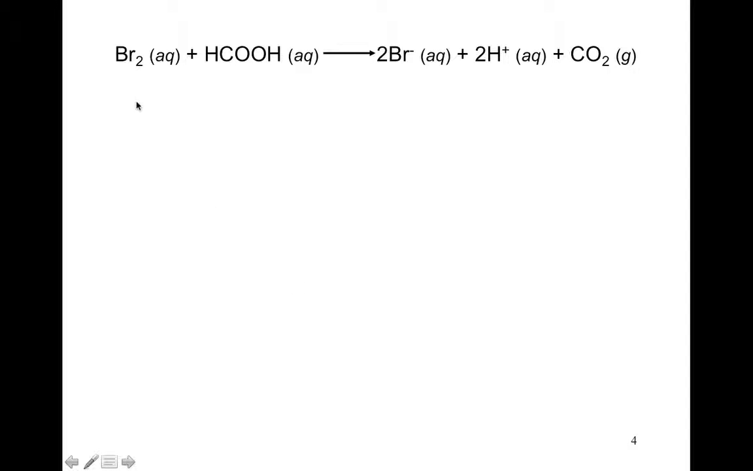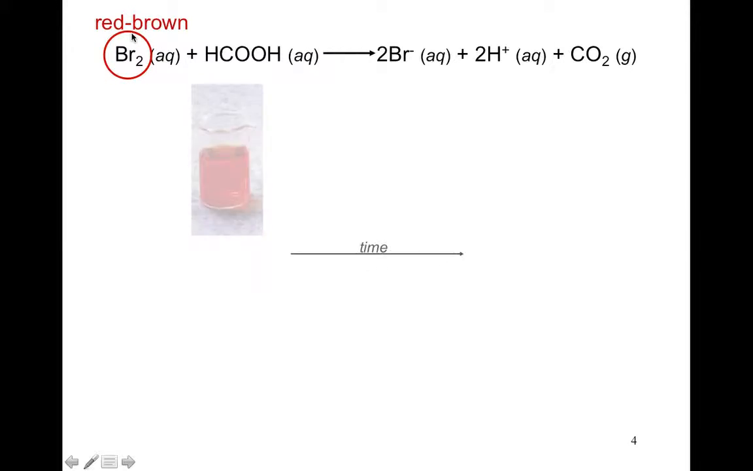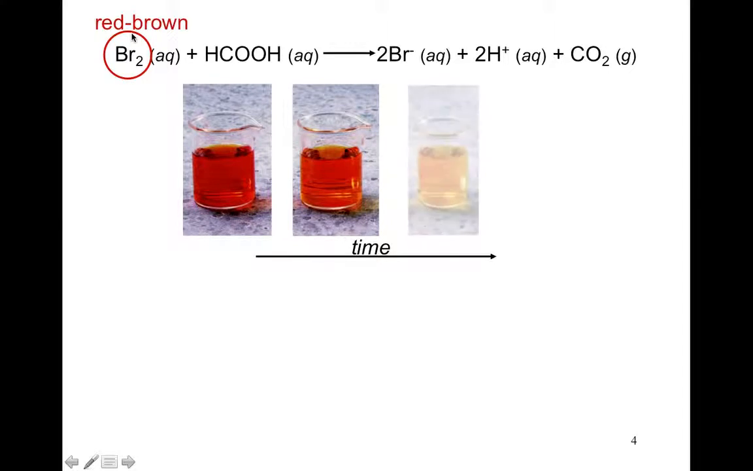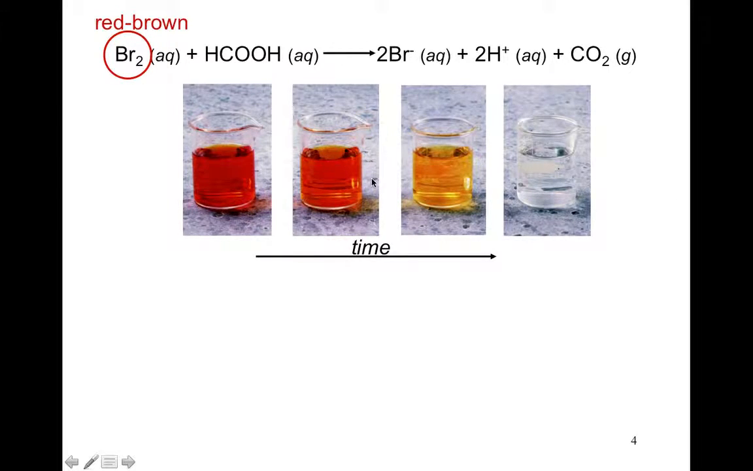So here we have an equation set up, bromine, HCOOH, what would that be? Methanoic acid, something like that. Gives us bromine, hydrogens, and carbon dioxide gas. So bromine here, aqueous bromine, is kind of this red-brown color. And here it is over time reacting. And we can see as it reacts, it becomes lighter and lighter in color until it's very nearly clear.